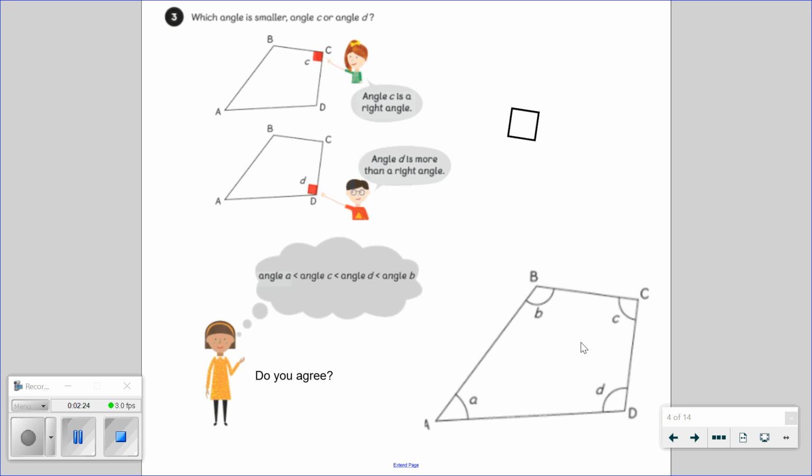And then we have B and D, and we can use our right angle checker to see. I think we can see there that B is bigger than D. So Amira is right.